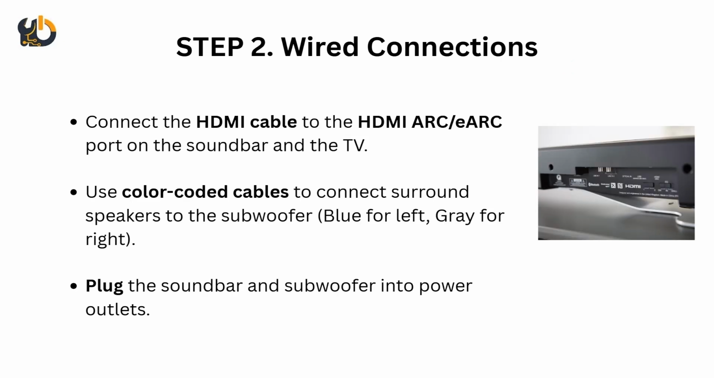Step 2. Wired connection. You just have to connect the HDMI cable to the HDMI eARC port on the soundbar and the TV. Then you have to use the color-coded cables to connect the surround speakers to the subwoofer, blue for left, gray for right. Then plug the soundbar and subwoofer into the power outlets.